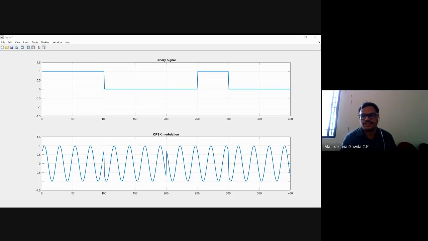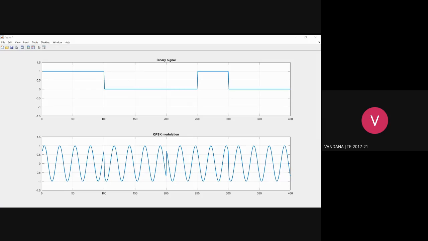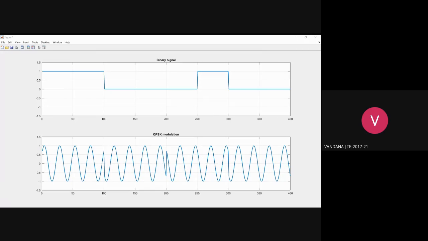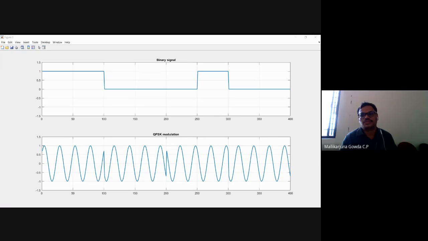Yes, Vandana. Yes, sir. Are you looking at the waveform? Could you split that input binary sequence into even and odd sequence? Then are you getting the right phase shift for each combination? Could you verify?